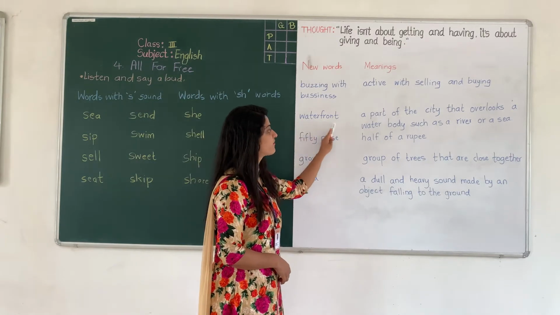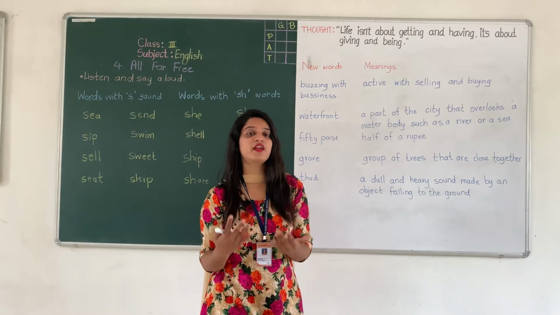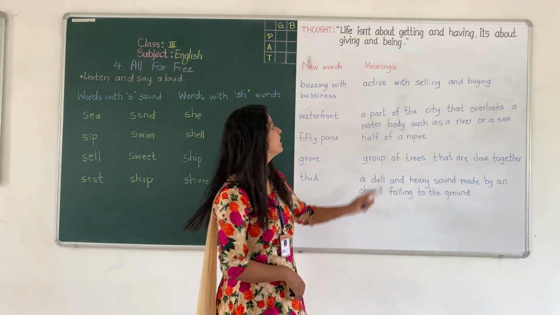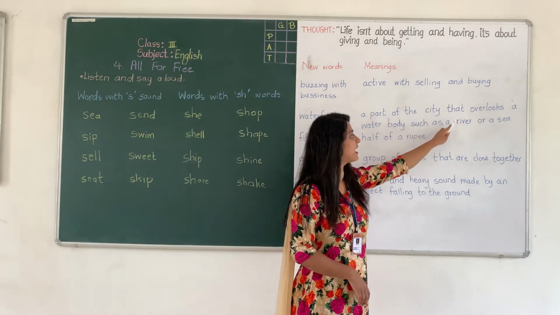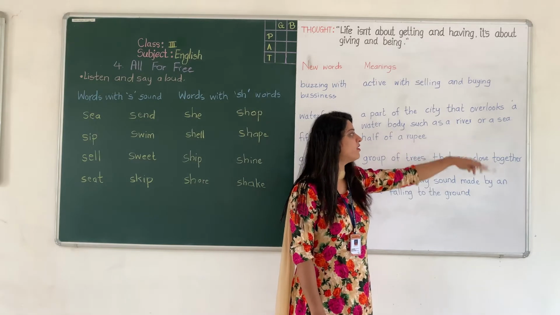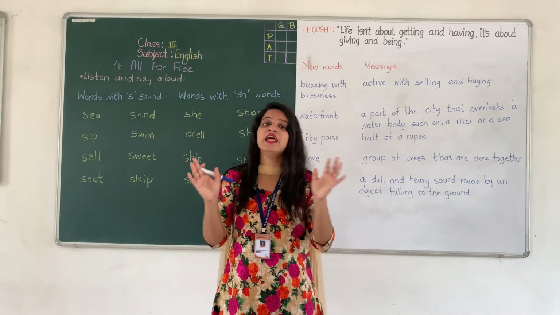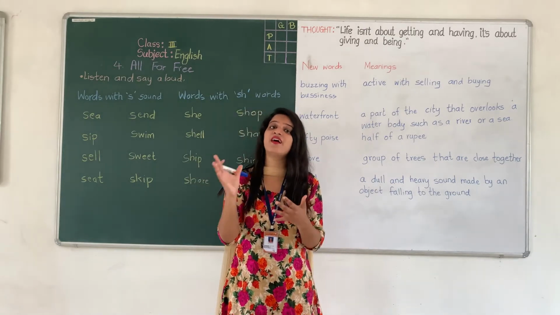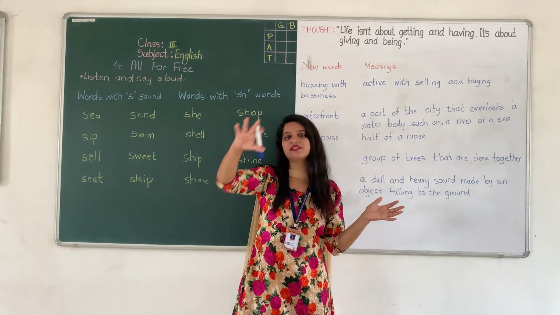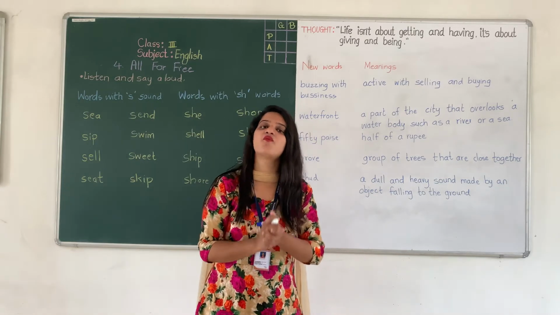Waterfront. Waterfront means what? Now you already know the meaning of water and front, right? Now let us see what is the meaning of waterfront. A part of the city that overlooks a water body such as a river or a sea. Now waterfront means it is a part of a city that overlooks a river or a sea. Alright? It looks out over a river or a sea. That is known as waterfront.